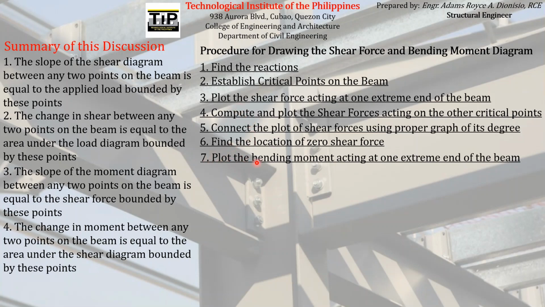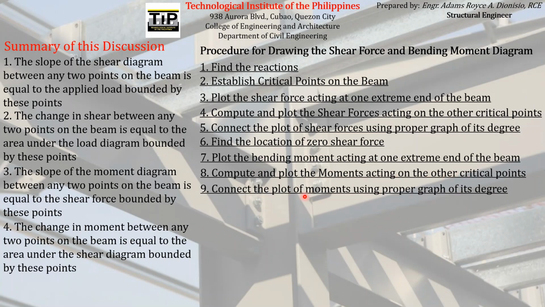So this next step is actually how to graph the bending moment diagram. So just like the shear force diagram step, we just repeated it here, changing the shear force as bending moment. So step number 7 is plot the bending moment acting at one extreme end of the beam, and then compute the bending moments acting on the other critical points, and then connect the bending moments using the proper graph with respect to the degree, and then find the location of the zero bending moment, which is actually called the point of inflection.